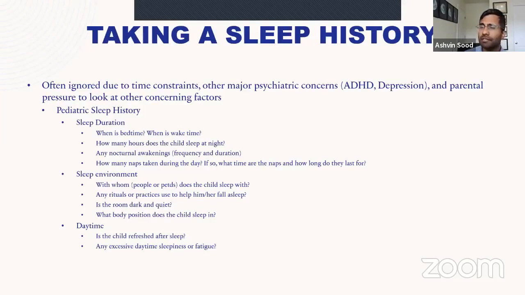Is the room dark and quiet? Is it loud or boisterous? Is there a TV in the room? Is there an older teenager who's on their phone in the room? And what body position do they sleep in? Often you can find kids who are snoring will sleep in different positions than kids who don't snore.